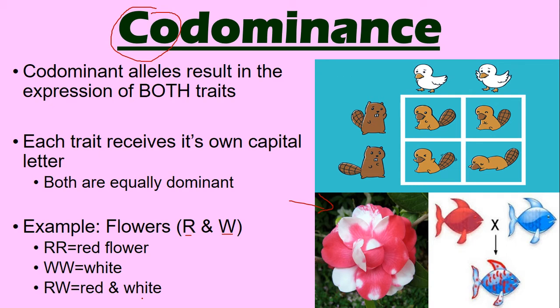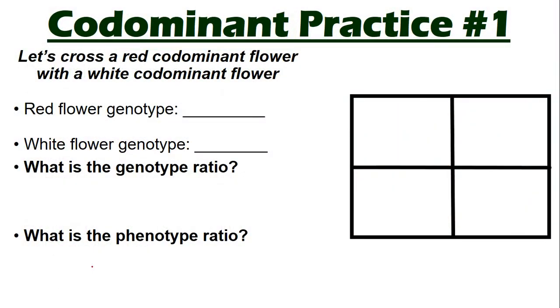Or sometimes they say spotted or striped or something like that. They're going to say something about it. You're going to have to talk about both traits. And usually when you write them, you're going to write them in alphabetical order. So let's do an example. It says, let's cross a red codominant flower with a white codominant flower.